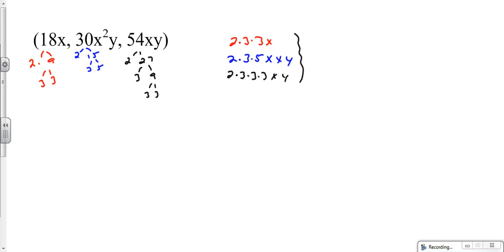So what do they have in common? They have 1 2. They all have at least 1 3, or at most 1 3. And that's it. There's your 2. There's your 3. And then they all don't have anything else besides an x. And again, they don't all have a y. So 6x would be considered the greatest common factor. And this ends lesson 7.1.